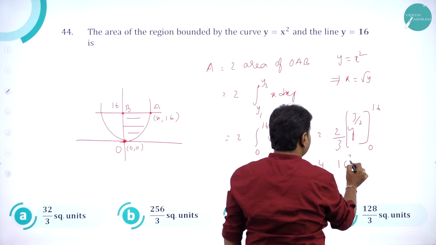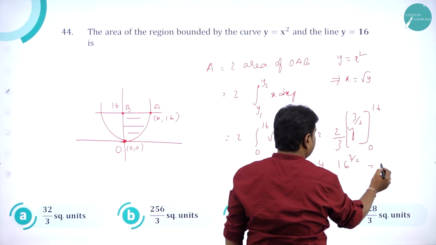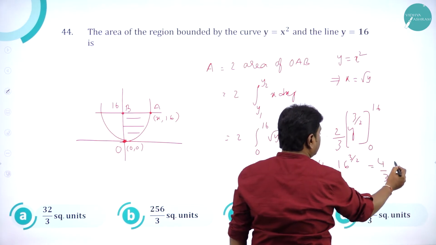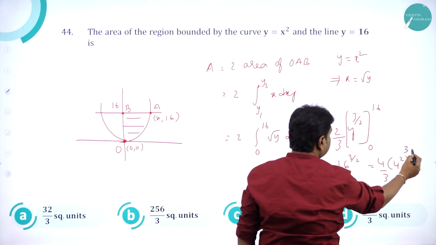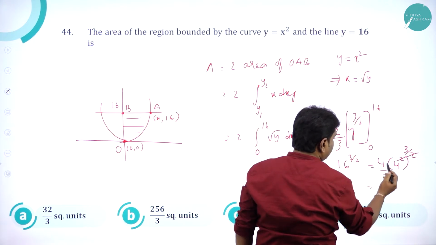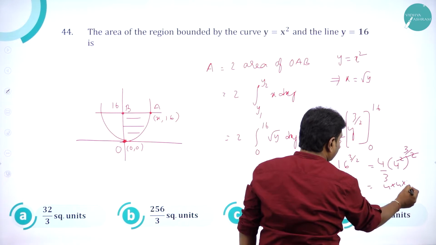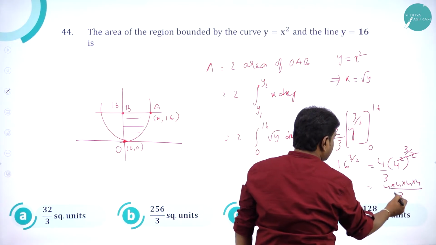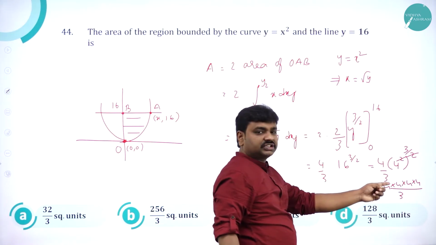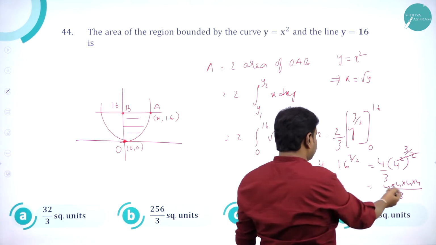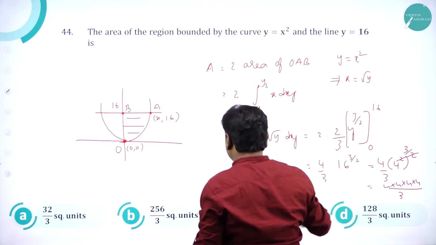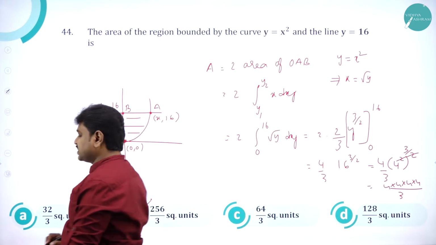Upper limit 16 power 3 by 2 minus lower limit is 0. I am leaving it. 4 by 3. This can be written as 4 square power 3 by 2. So that cancels, and you are left with 4 cube into 4, that is 4 into 4 into 4 into 4 by 3. So 4 4 is 16, 16 into 4 is 64, 64 into 4 is 256, divided by 3. So option B is the answer.